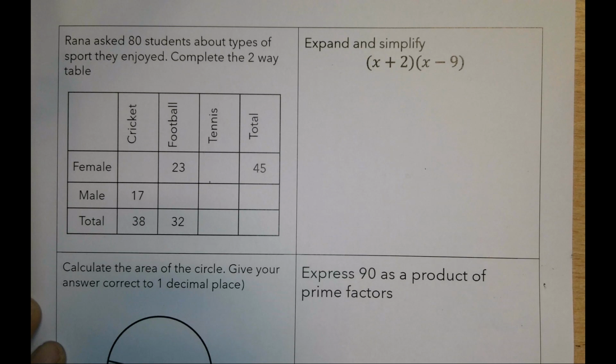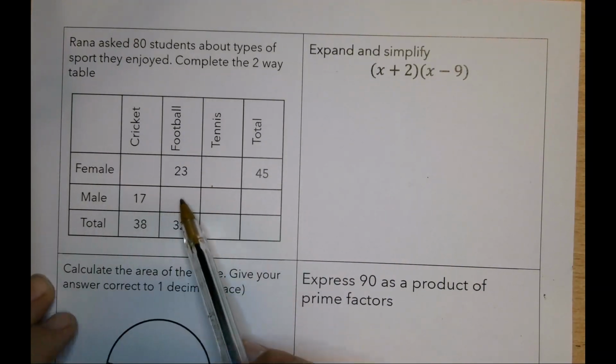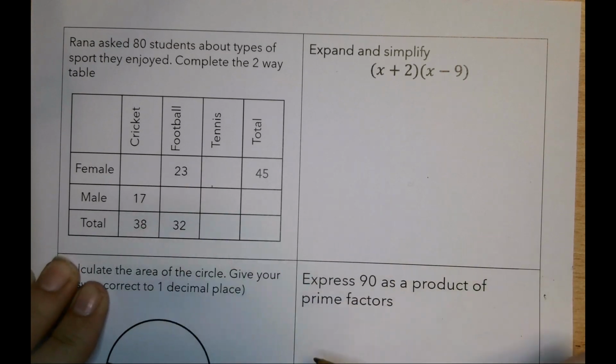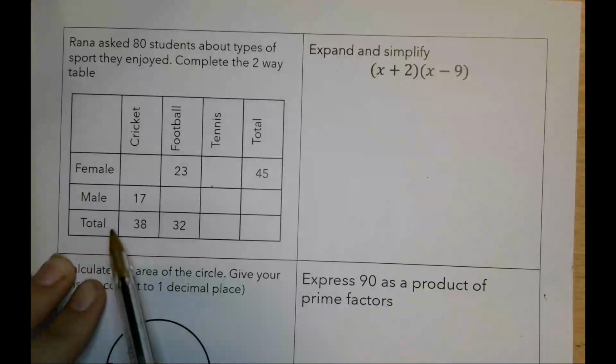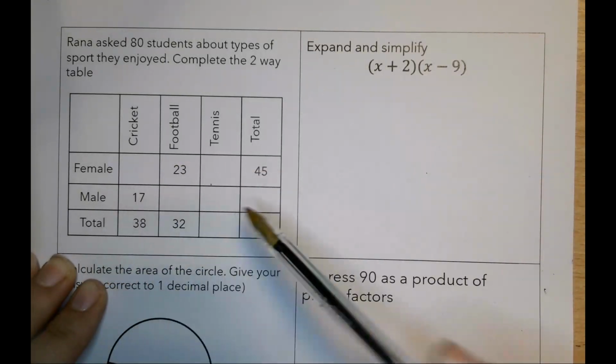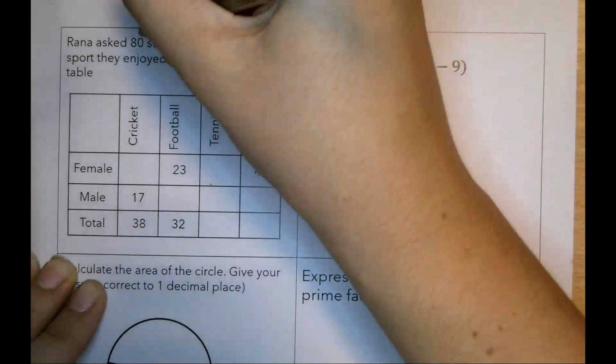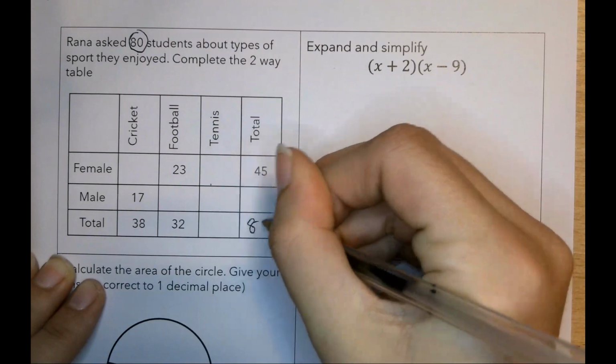To the one you've got on sheet 1 for the Focus 4 skills. So the first question you've got is about a two-way table, and you're asked to fill in the spaces. The idea with a two-way table is that the totals should be the total of each column, the total of each row, and then this number here will be the total of everybody. So it tells you that there are 80 students, so I can put 80 here.